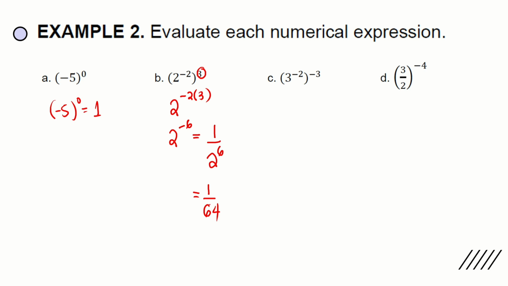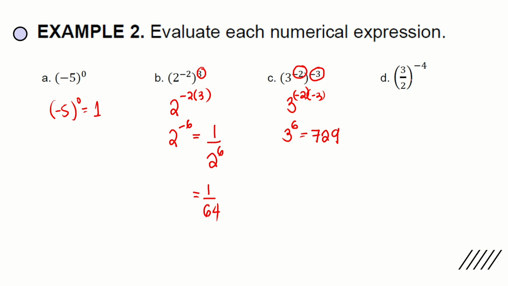Next, we have number 3. We apply the same steps as in letter B. So we multiply negative 2 and negative 3. So that's 3 raised to negative 2 multiplied to negative 3. The answer is 3 raised to positive 6. If we evaluate 3 raised to 6, that's equal to 729.